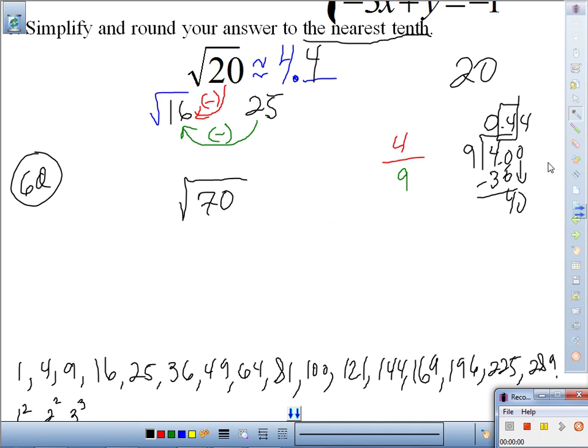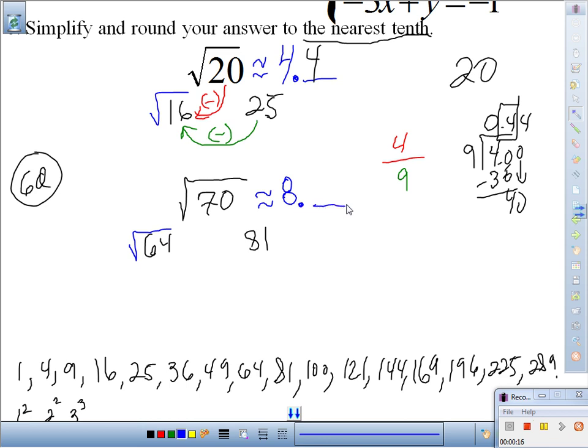All right, let's see. Between what two perfect squared numbers is 70 found? 64 and 81. So that means if I take the square root of the smallest one, this one's approximately 8 something. So my whole number is 8. How do I find the decimals?